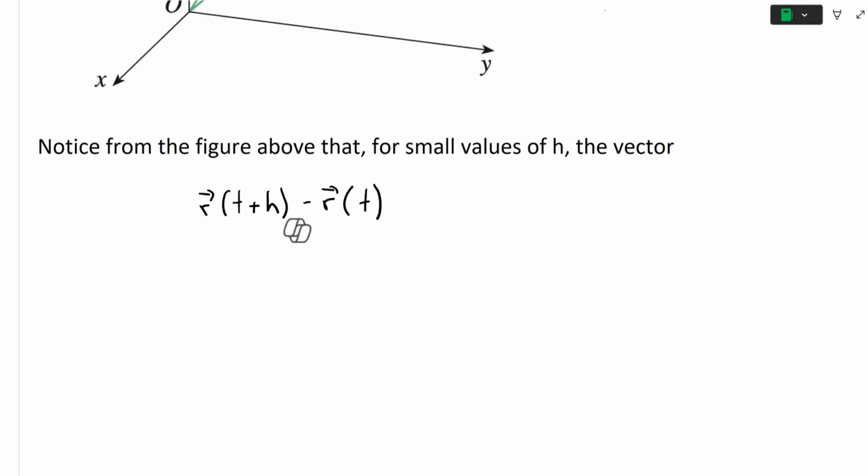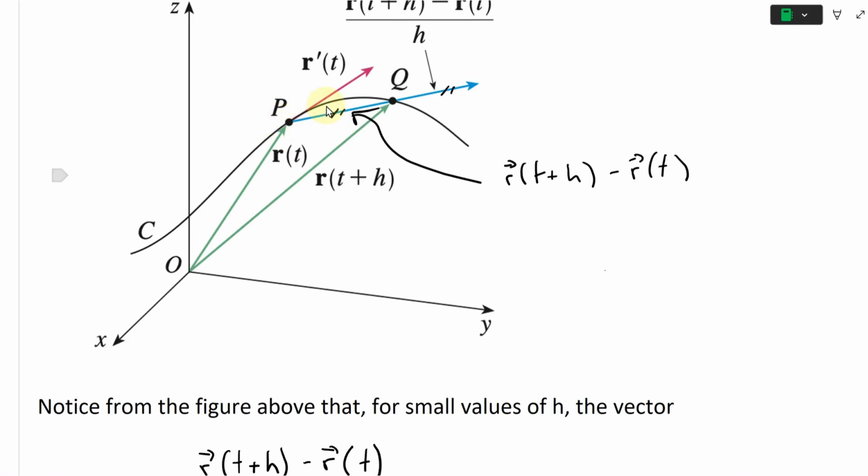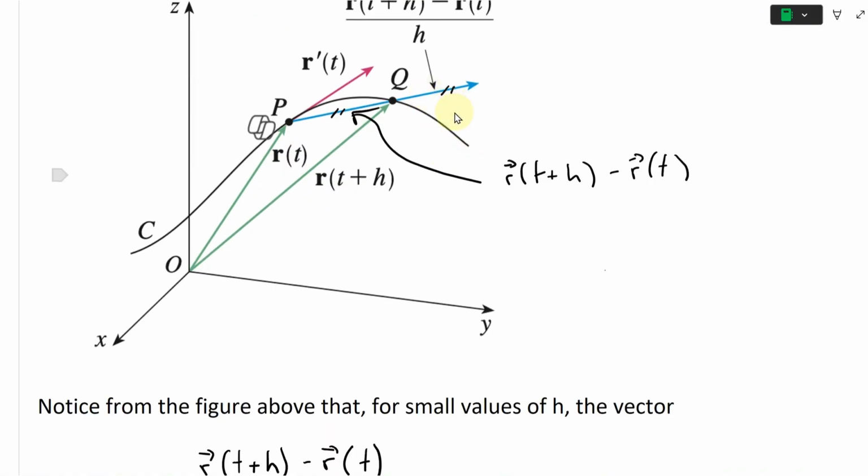Yeah, this vector, and then just divide this by h, like that. So this vector approximates the direction of the particle moving along the curve r of t. As it's going here for small values of h, this is pretty much the direction of the particle. Imagine this h was super small, be right over here, and that vector will be literally pointing in the direction that this particle is moving. This particle is moving across like that, and that's going to be basically the direction of it.